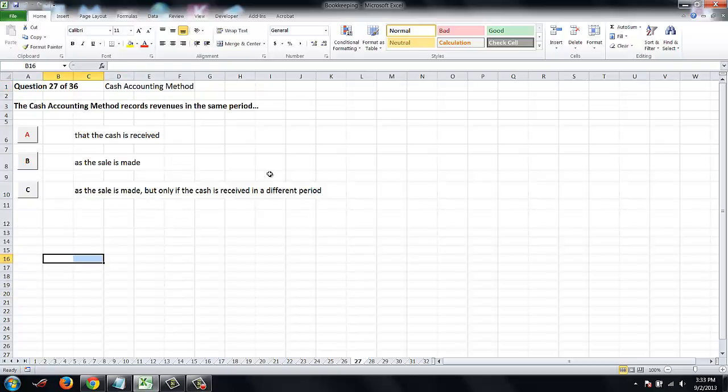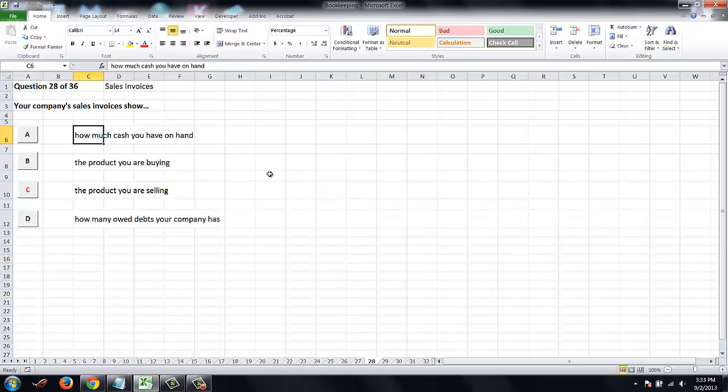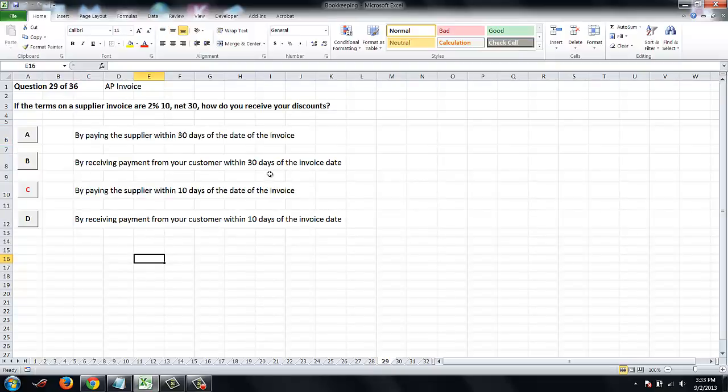Question 27. The cash accounting method records revenues in the same period, letter A, that the cash is received. Question 28. Your company's sales invoices show, letter C, the product you are selling. Question 29. If the terms on a supplier invoice are 2%, 10, net 30, how do you receive your discount? And the answer is C, by paying the supplier within 10 days of the date of the invoice.